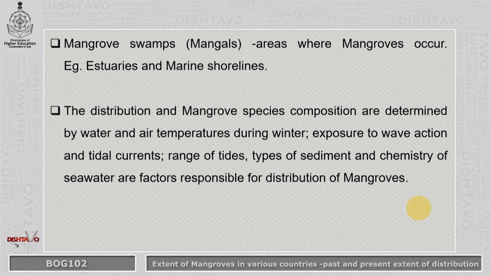The distribution and mangrove species composition are determined by water and air temperature during winter, exposure to wave action, tidal current, range of tides, type of sediment, and chemistry of seawater. Now these are all factors which are responsible for the distribution of mangroves.